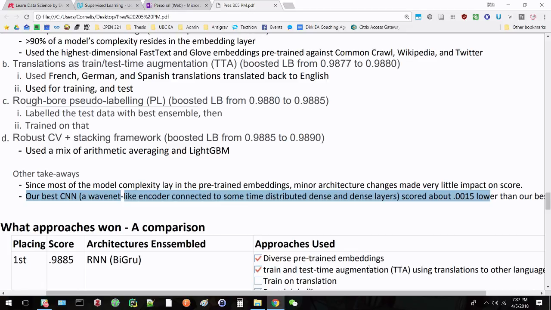How is LightGBM used for averaging? I don't quite get it. I have no experience with LightGBM, but I mean, you have features that you're inputting, and yeah.